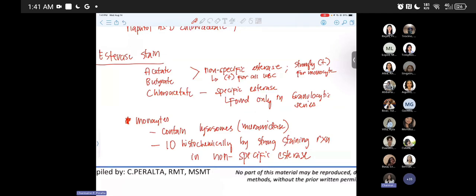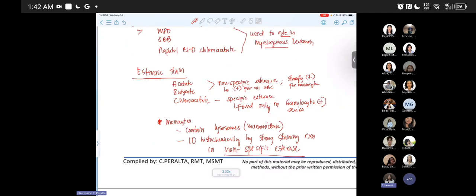Ang acetate and butyrate are non-specific esterases, positive for all WBCs, pero kapag monocyte ang cell, strongly positive si acetate and butyrate. So in order for us to differentiate monocytic from granulocytic, gagamit tayo ng chloroacetate specific esterase stain. Kasi si chloroacetate, positive lang siya kay granulocytic series. Again, sa monocytes, to differentiate from granulocytes, kay monocytes non-specific esterase reaction. Next.